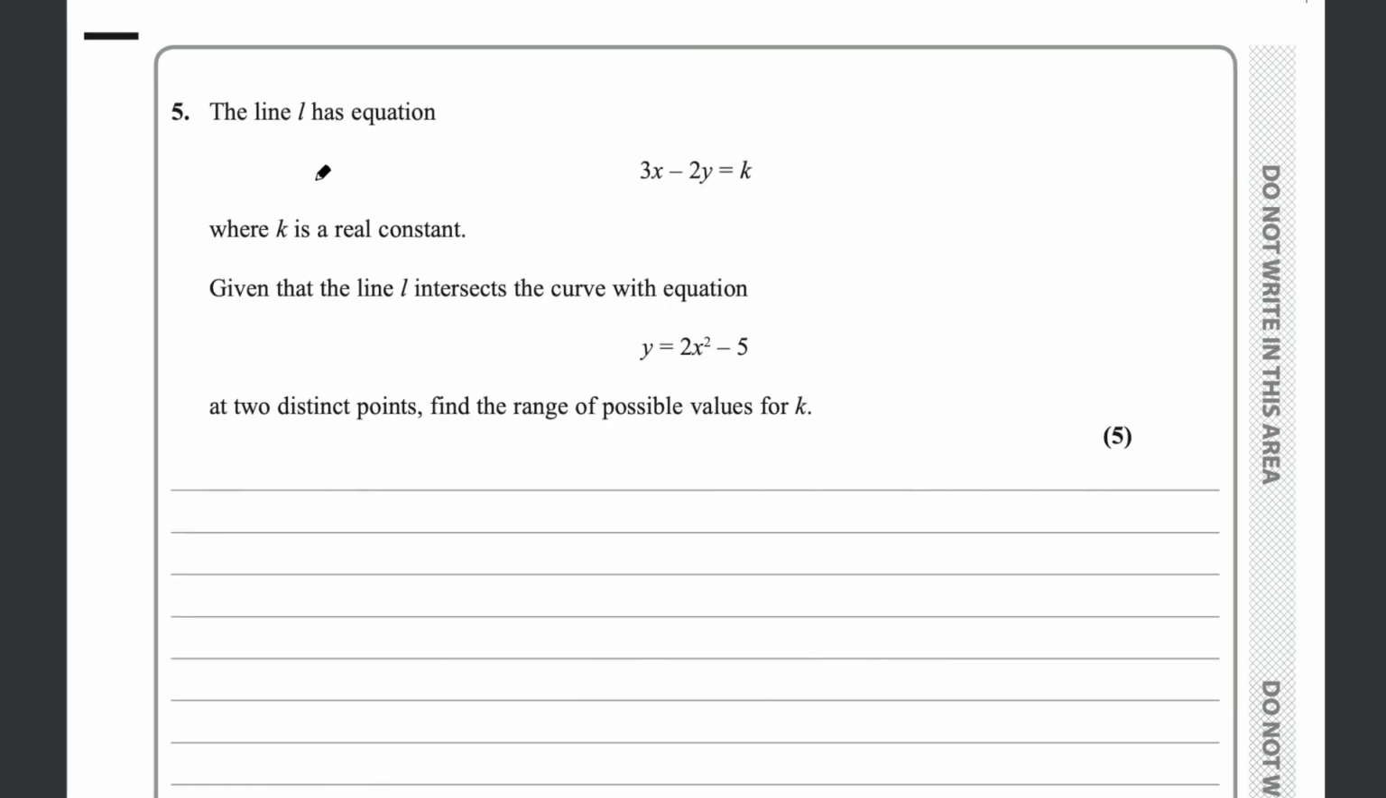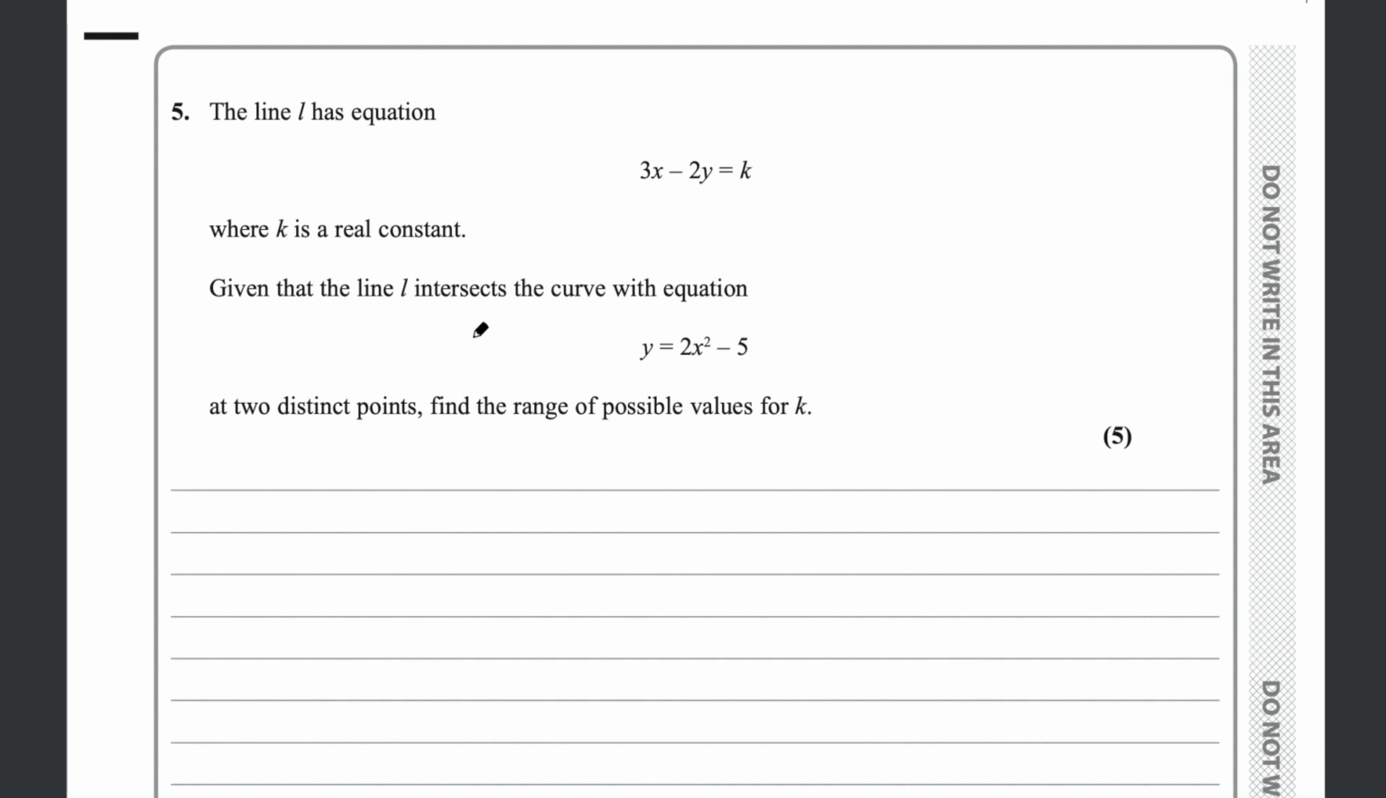Okay, question 5 says the line L has equation 3x take 2y equals k, where k is a real constant. Given that the line L intersects the curve with equation y equals 2x squared take 5, at 2 distinct points, find the range of possible values for k. Okay, so we have a straight line and we have a quadratic, and we want a range of possible values for k. So what is this equation saying?